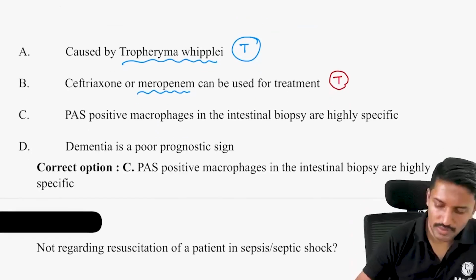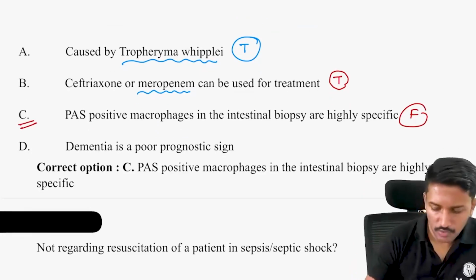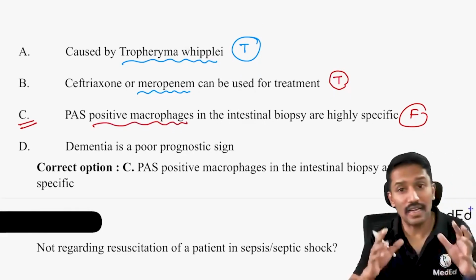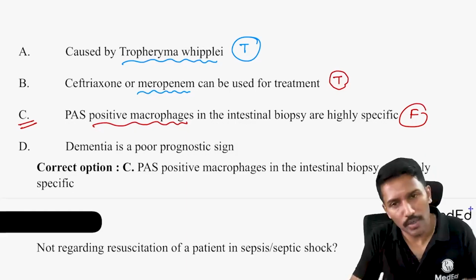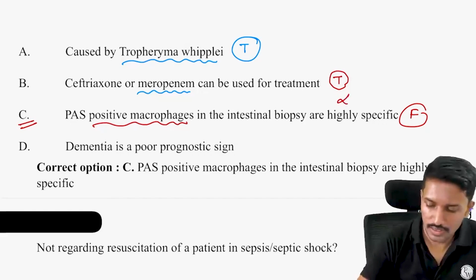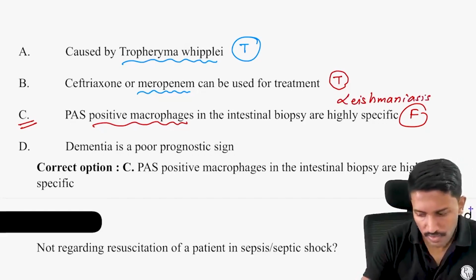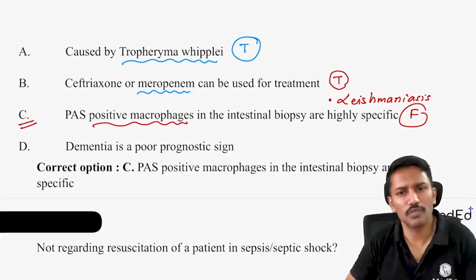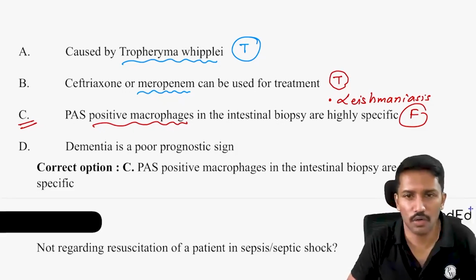Okay. Now statement C is false. I'll tell you why. PAS positive macrophages in the right clinical context are highly specific for Whipple's disease, but you can also get PAS positive macrophages in conditions like leishmaniasis. You may be getting more examples in your pathology textbooks, but I'm giving you one, right? So can I say that they're absolutely specific for Whipple's disease?